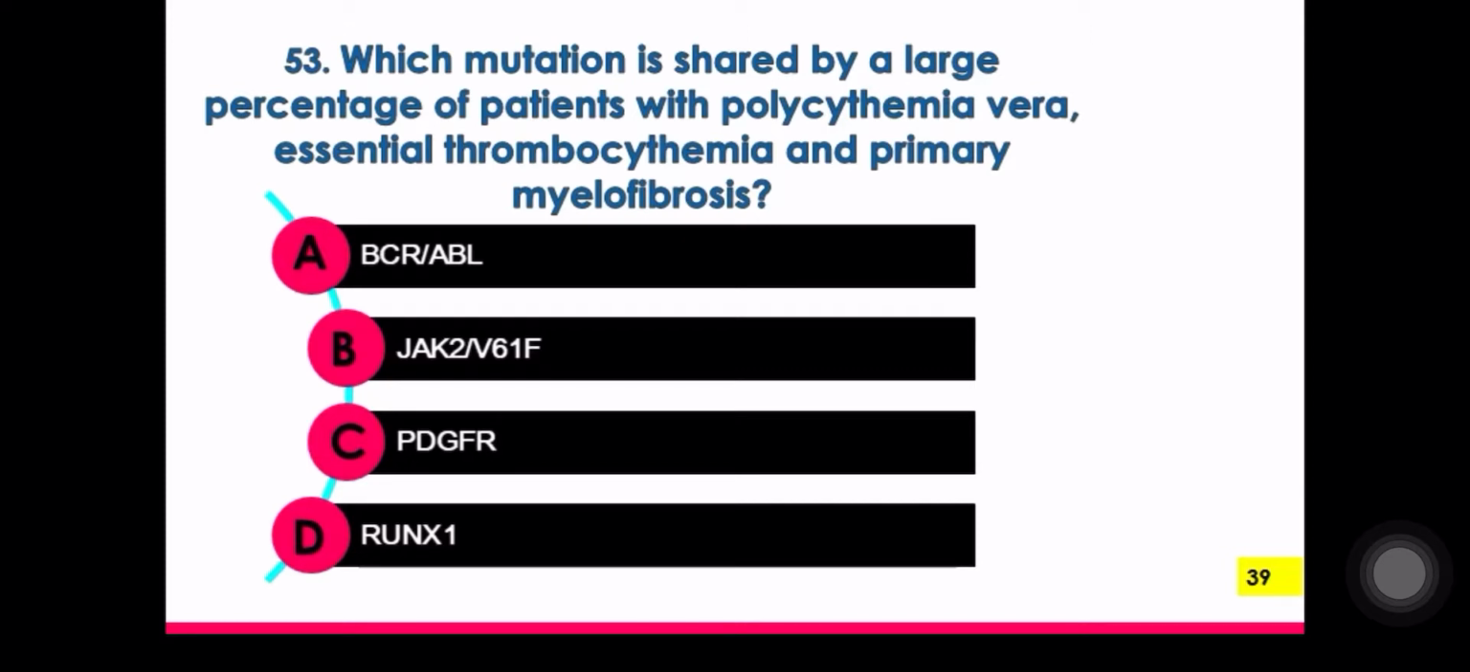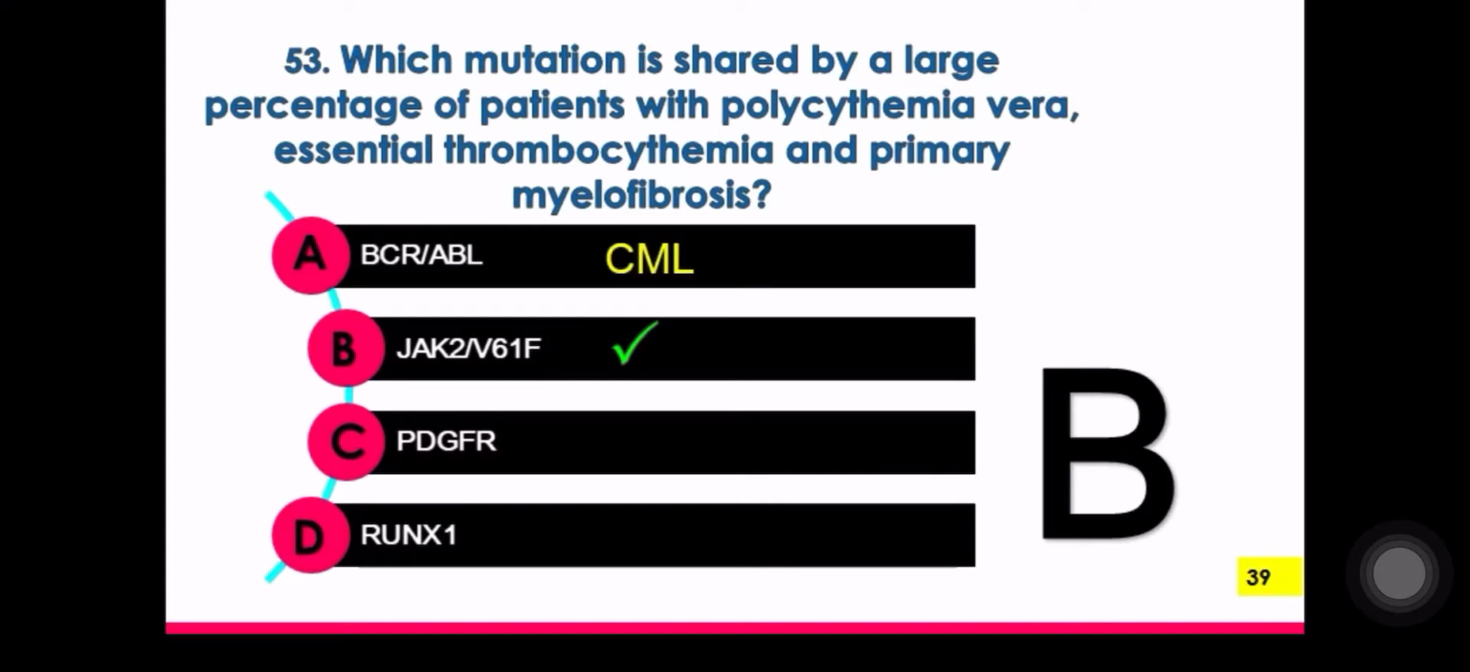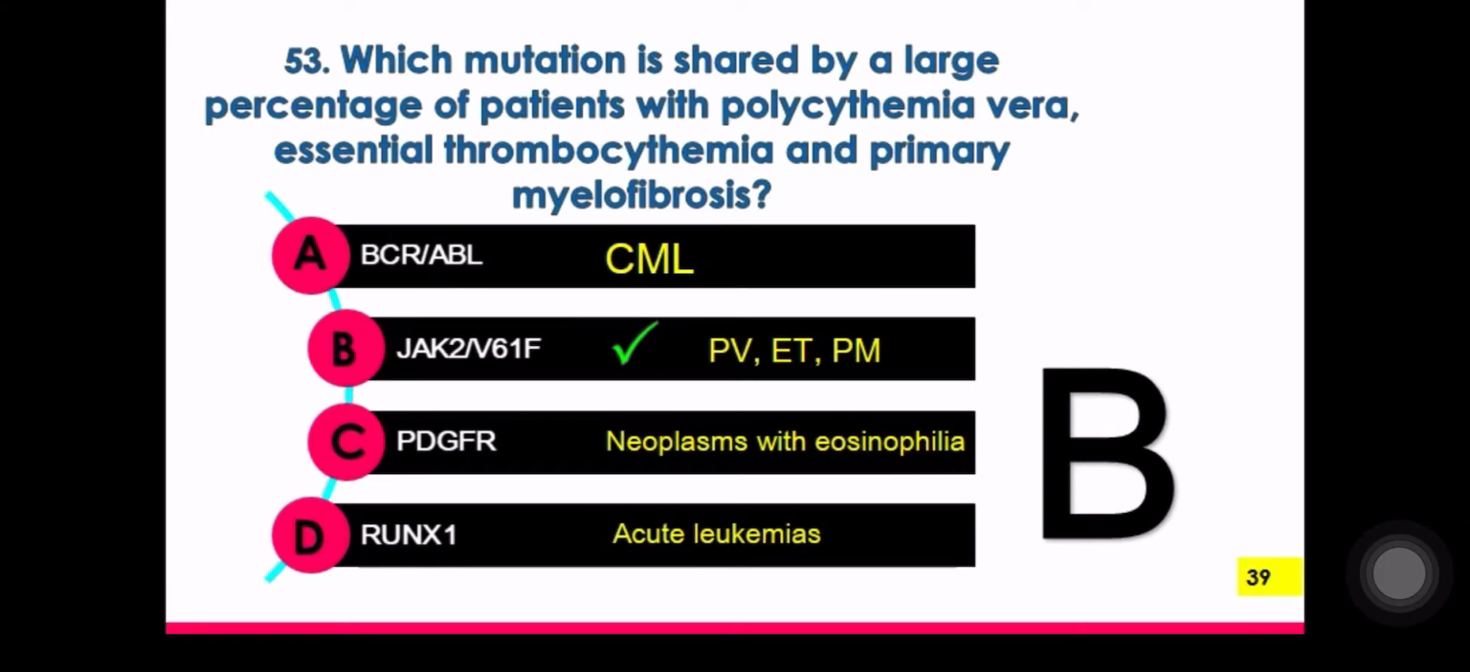For number 53, pa-highlight naman po ng polycythemia vera, ET or essential thrombocythemia, and primary myelofibrosis. Correct answer is letter B, JAK2 V617F, again for PV, ET, and primary myelofibrosis. BCR-ABL mutations naman are associated with CML, chronic myelogenous leukemia. PDGFR gene mutation naman is associated with neoplasms with eosinophilia po. And we also have RUNX1. RUNX1 naman po, gene mutation can be seen in acute leukemia.